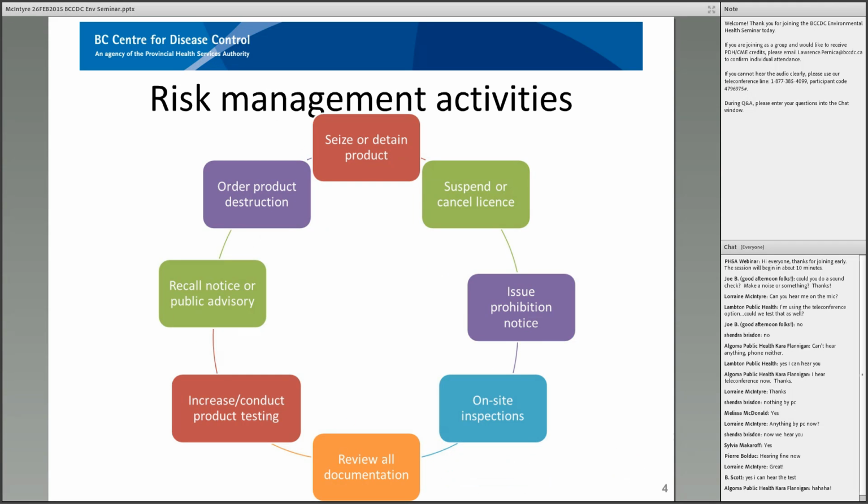So what does risk management mean to most inspectors and to us here? It could be any number of the activities that are shown on this slide. It could be ordering the destruction of product, or just reviewing documentation or doing an on-site inspection. We sometimes get involved in doing public advisories or recall notices, so I'm going to show you a little bit more about what we do here in a second.